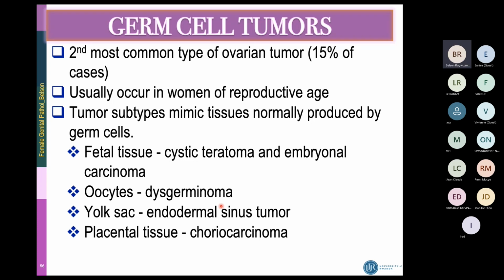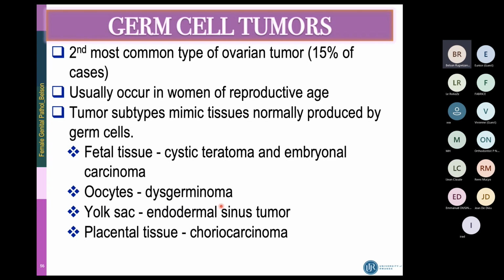So these were surface epithelial tumors. And now the germ cell tumors, which we covered in the male genital system. It is the second most common type of ovarian tumors. Usually occurs in women in reproductive age. Tumor subtypes mimic tissues normally produced by germ cells.